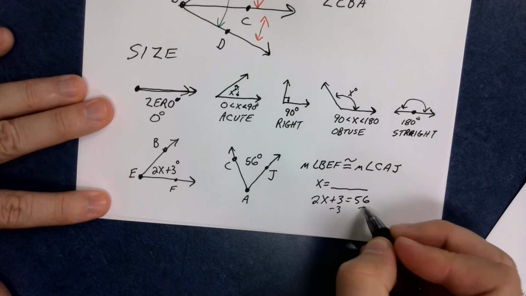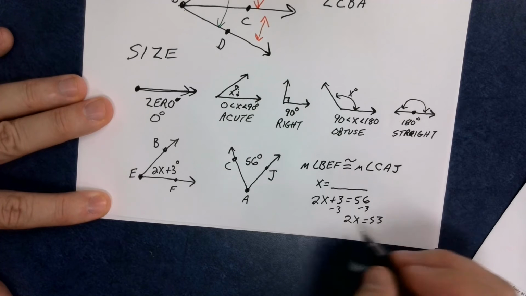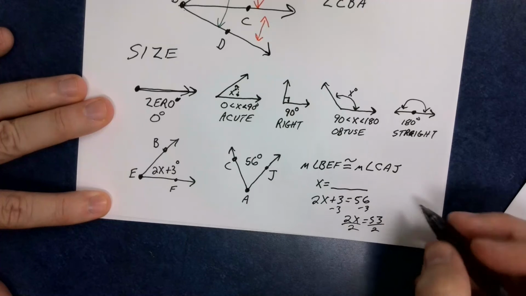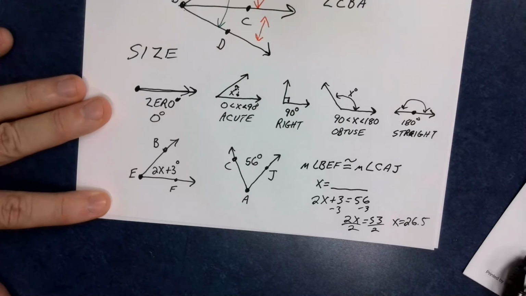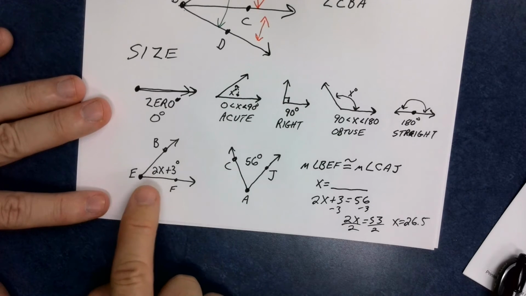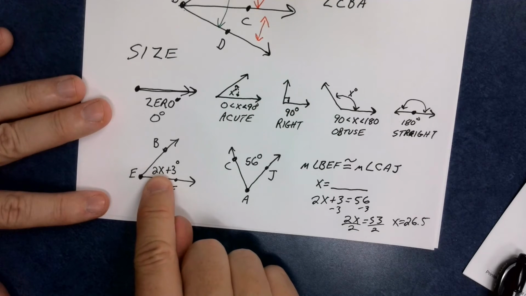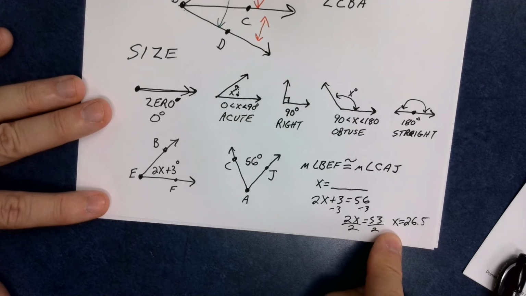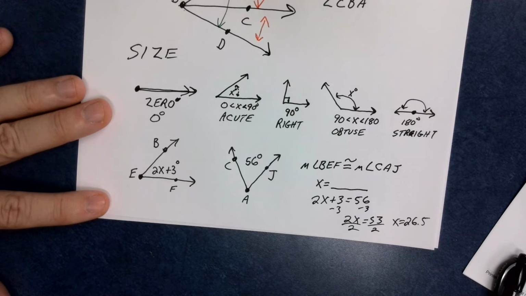Minus 3 minus 3. 2x equals 53. Divide by 2, divide by 2. X equals 26.5. Good deal? Now again, that doesn't mean the angle is 26.5 degrees. That means the value of x is 26.5 degrees. But that's just using some of our properties of algebra and geometry together. Okay?